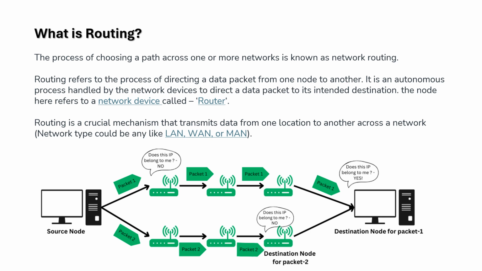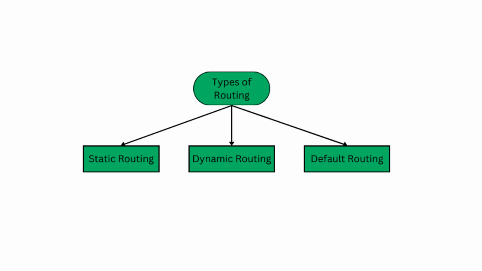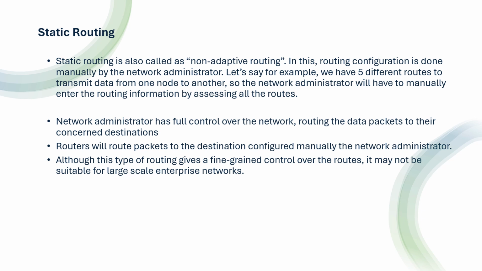Okay, three types of routing: static routing, dynamic routing, and default routing. One is static routing. See, there are multiple paths between source and destination to deliver the data packet. In static routing, the network administrator decides which path is going to be used. In this routing, the network administrator has full control over the network. However, it may not be suitable for larger scale enterprise networks.